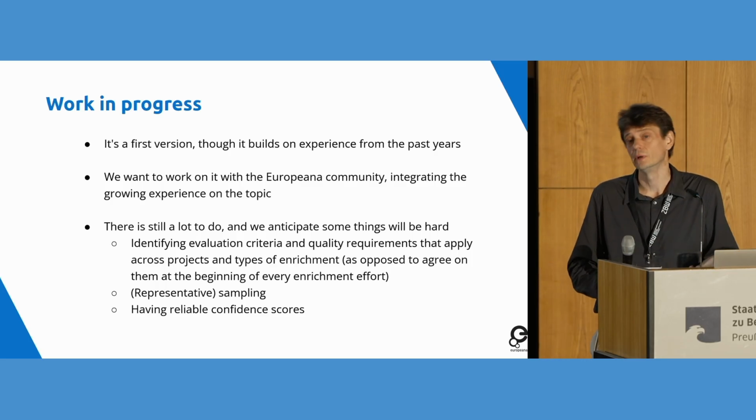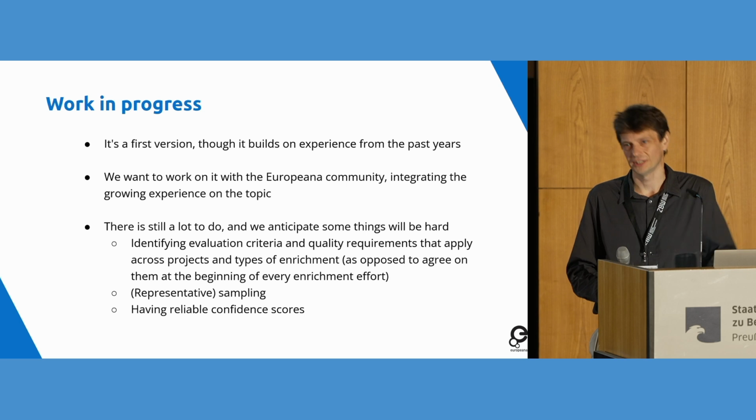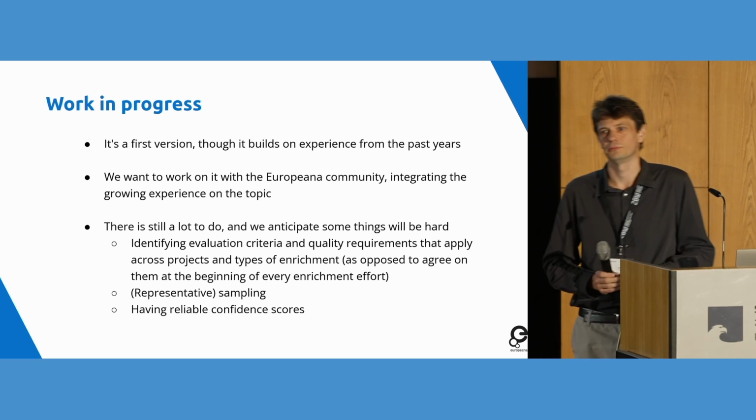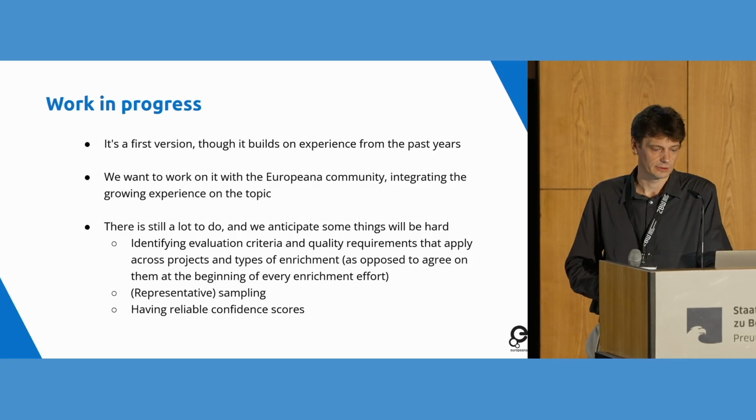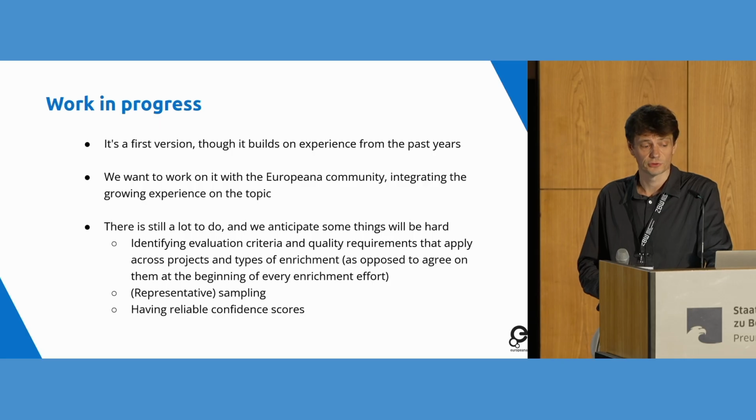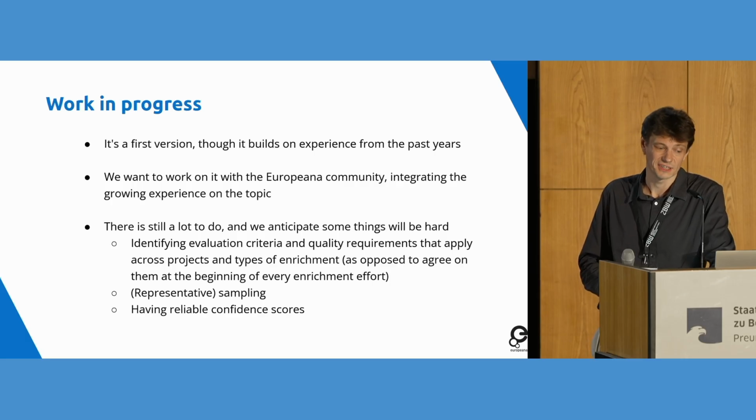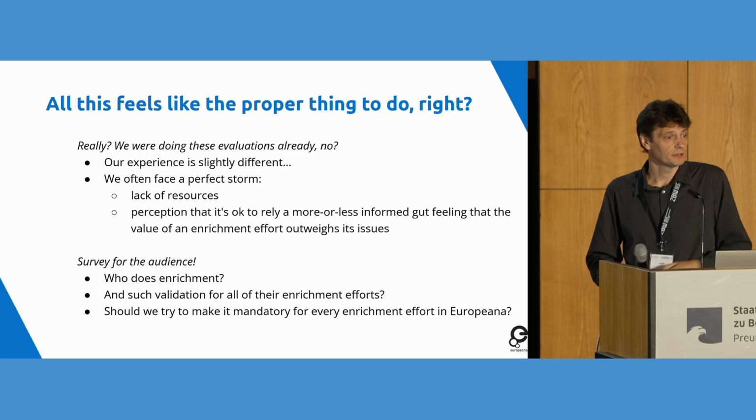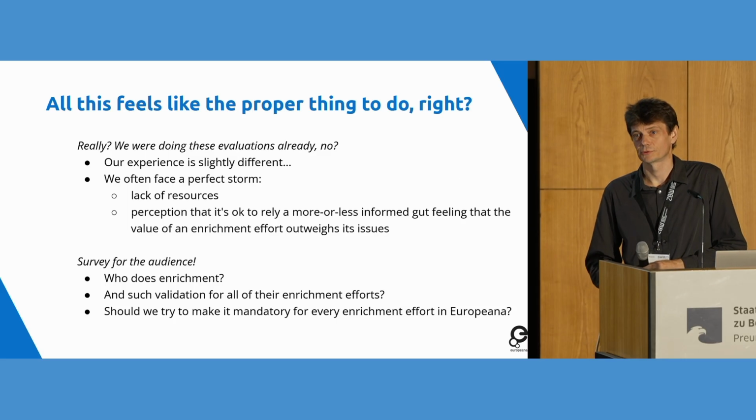We still don't know whether we'll have to redefine or re-agree at the beginning of every effort on some quality targets. Sampling is not easy, and I've talked about reliable confidence scores, but actually very often those are completely obscure, so we are not sure we can do a lot of things, but again, it would be great. So all this feels like the proper thing to do, right?